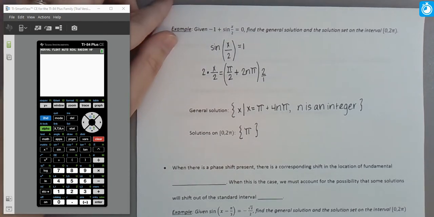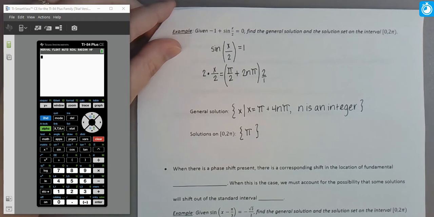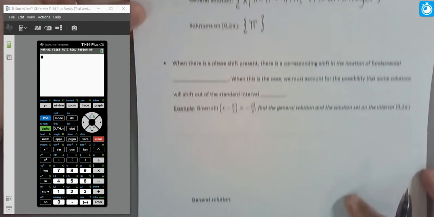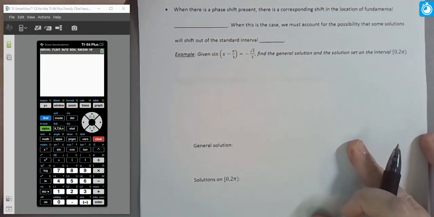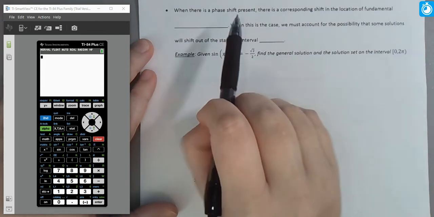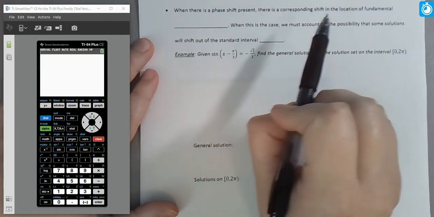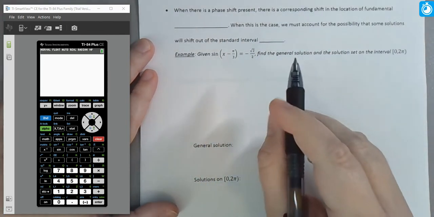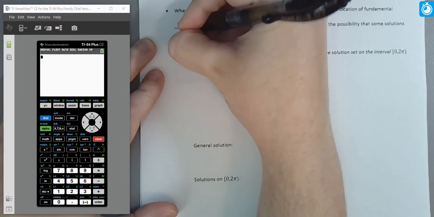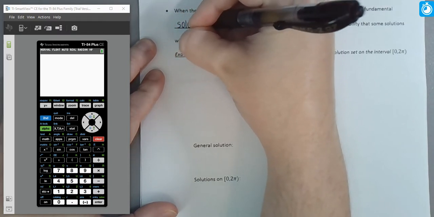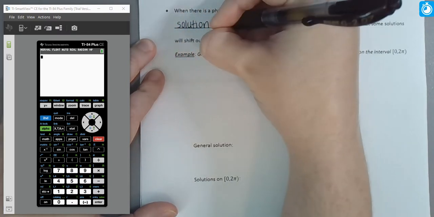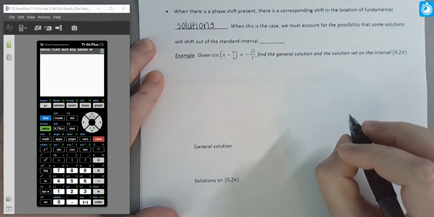Now, there's another possible situation we could run into. What happens if we have addition or subtraction inside of our trig function? Well, that corresponds to a phase shift. So when a phase shift is present, there is a corresponding shift in the location of fundamental solutions. In other words, those basic solutions from 0 to 2 pi.